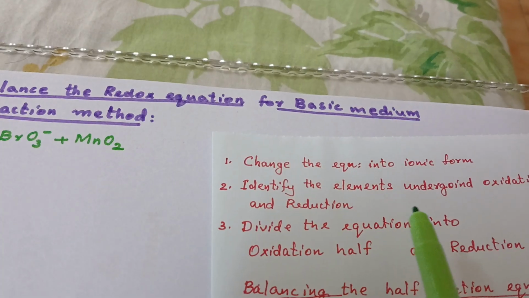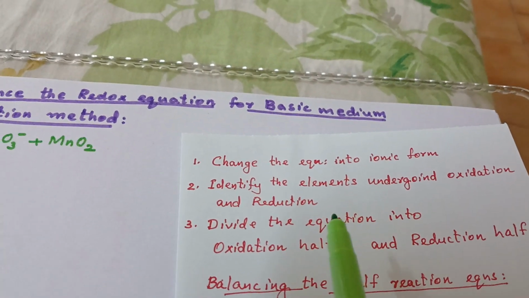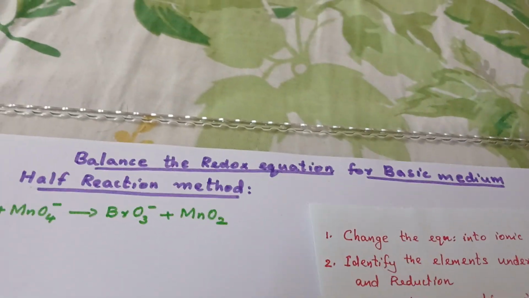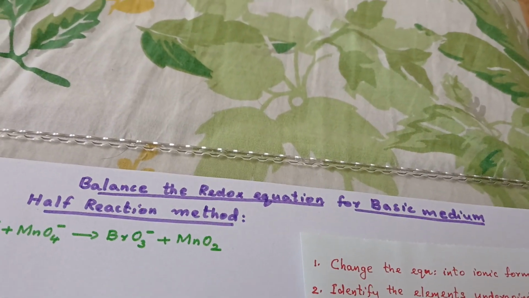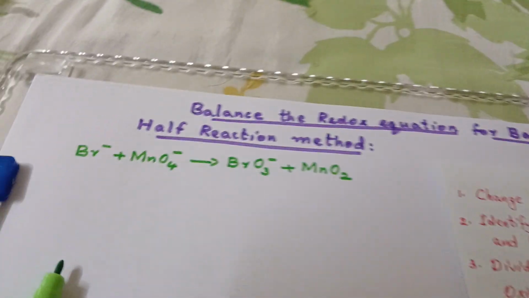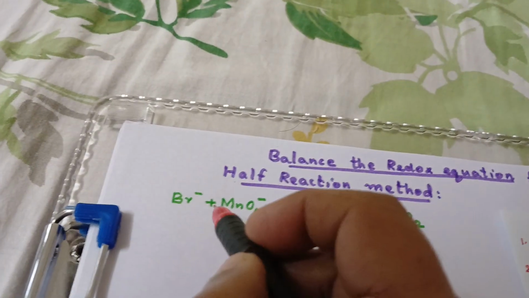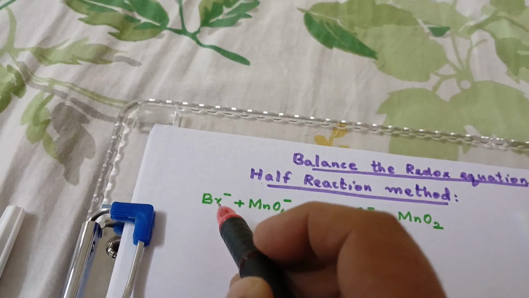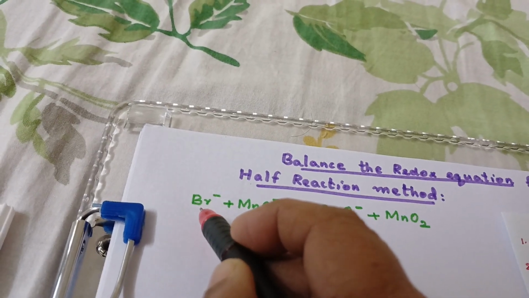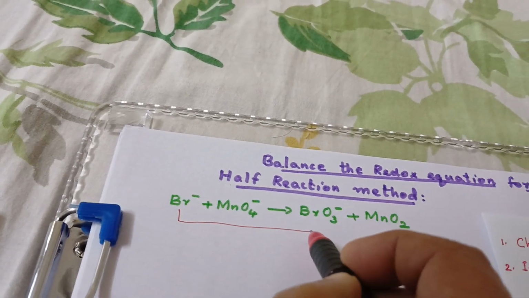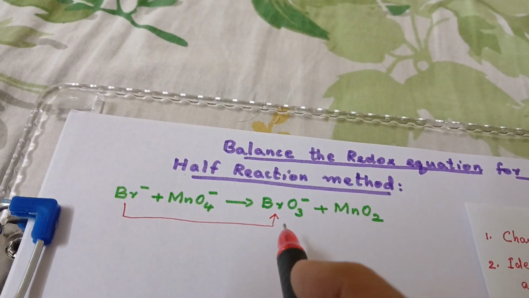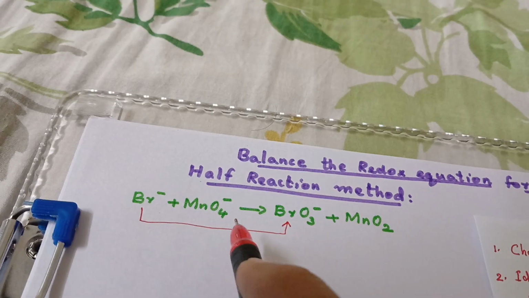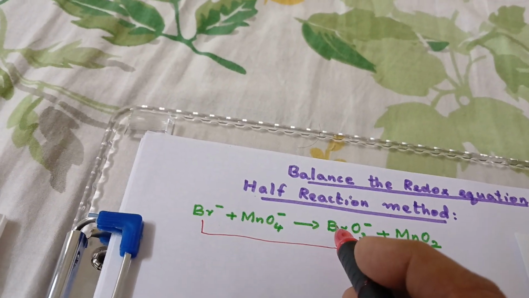Then identify the elements undergoing oxidation and reduction. So we need to identify the elements undergoing oxidation or reduction. First one, let us take bromine. Br minus, bromide ion. In this, the other species having bromine is this bromate ion, BrO3 minus. So let us see what its oxidation state is.